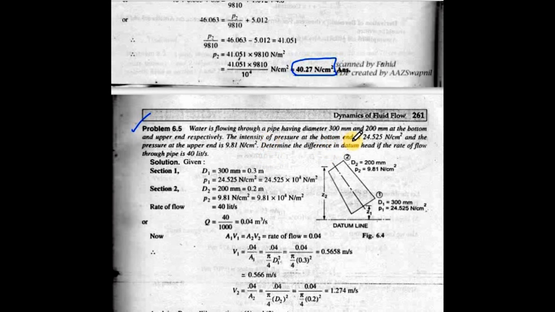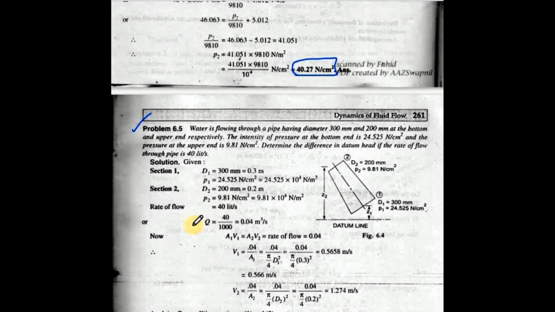Now determine the difference in the datum head if the rate of flow through the pipe is 40 liters per second. So we'll first write all the parameters which have been given. This is how the diagram will look. We don't need the value of Z1, so we are writing it as Z1. We don't know the value of Z2, so we'll write it as Z2. We know the diameter of the first point, that is 300 mm. Pressure at the first point is 24.525 Newton per centimeter square. D2 is 200. Pressure at the second point is 9.81 Newton per centimeter square. So these are all the given values.